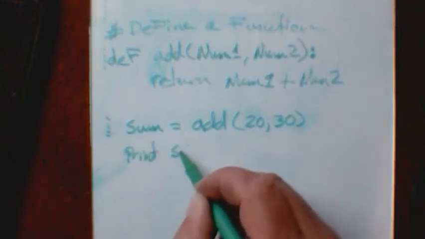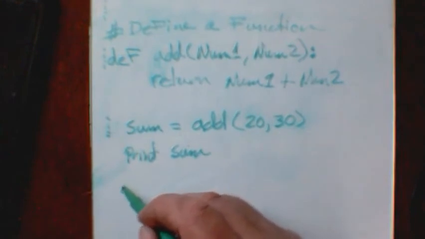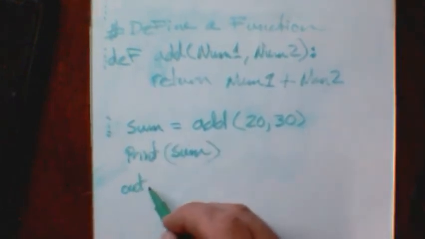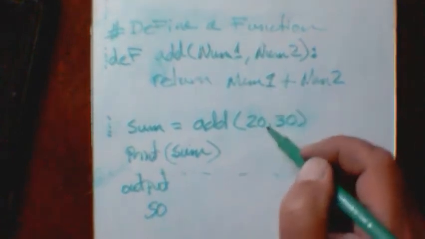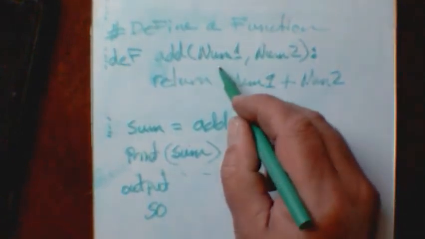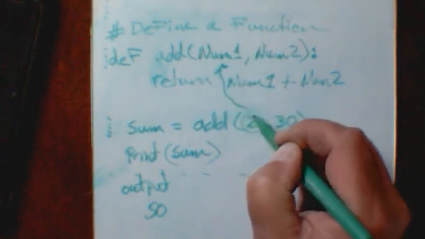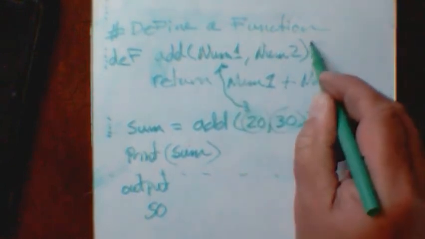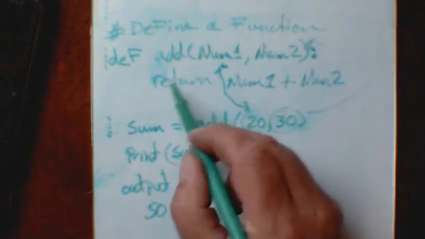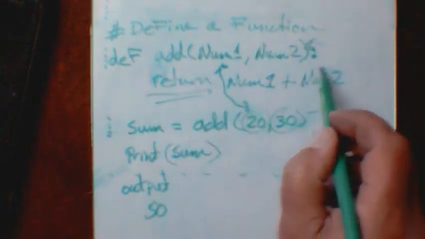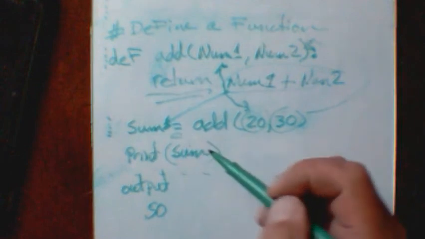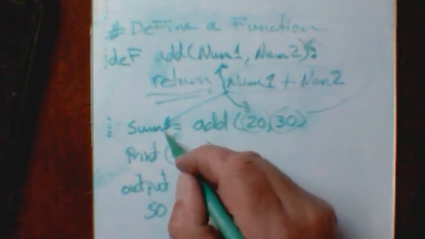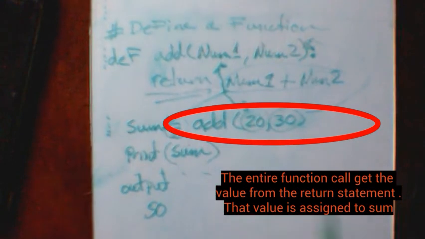Then we're going to print the output of sum. Make sure you put the sum in parentheses, and the output should be 50, because 20 will become num1 in the call, 30 will become num2. We will add those two together and return that value, and that value will become the variable sum. And then we will output that sum, and we should get 50.